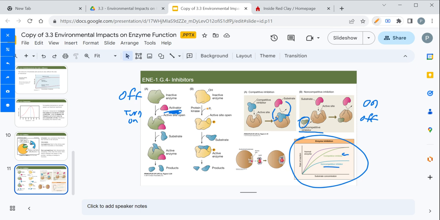Non-competitive, this one's way more efficient because it's going to legitimately change the whole shape of the protein. And when you change the whole shape of the protein, you might have some reactions, but it's going to be really, really difficult.